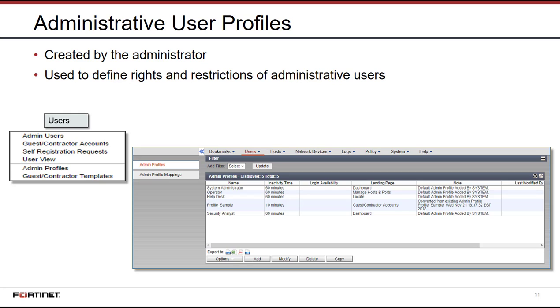So once we've created our template, now let's go create our admin user, that special admin user that's just going to be a sponsor and be able to create guest accounts. So I've gone under my user menu, and from the user menu, I have selected the admin profiles option, and we've seen these in a previous session. And I can select to create a new admin profile with the add button.